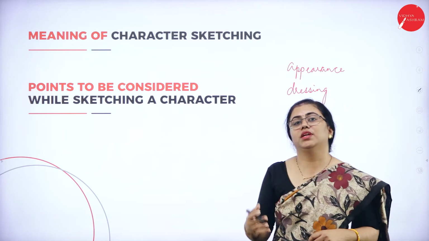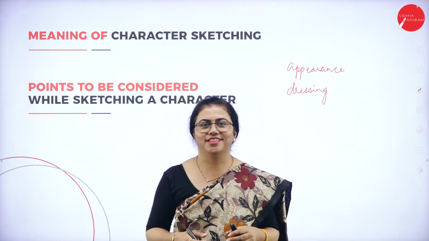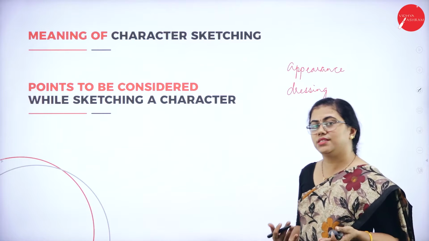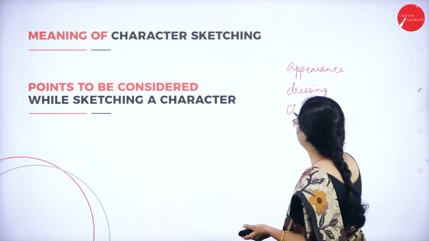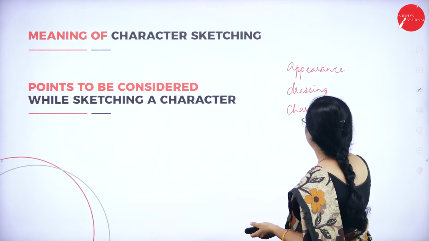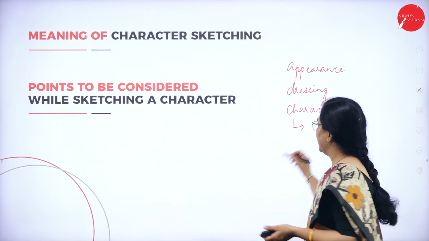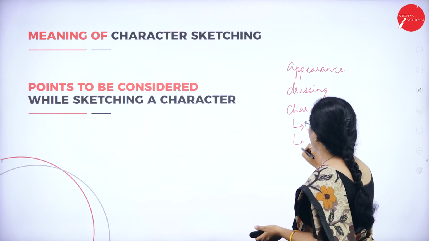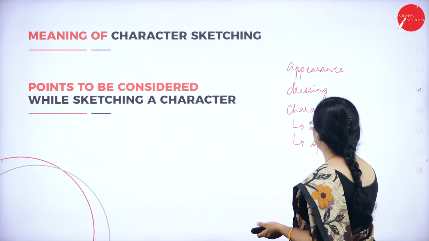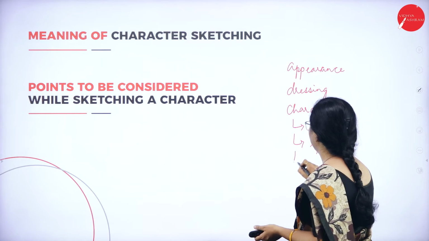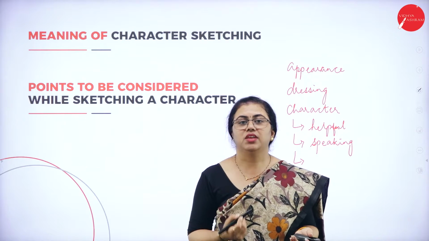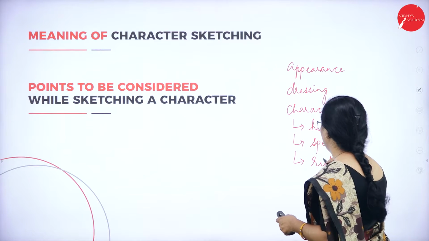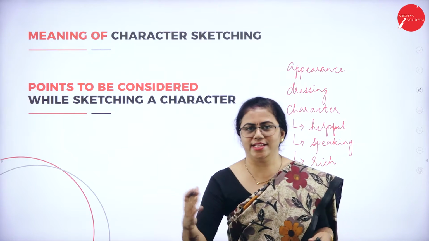Then after that, what do you observe? Think, what do you observe? Suppose you happen to spend some time with that person, you observe his or her character. So what are the things you'll consider when it comes to character? Is he helping natured? Is he helpful? You can see. Then you also will see the speaking, how he or she speaks, isn't it? Then what else do you see? You see whether he or she is rich or poor. That also you see.